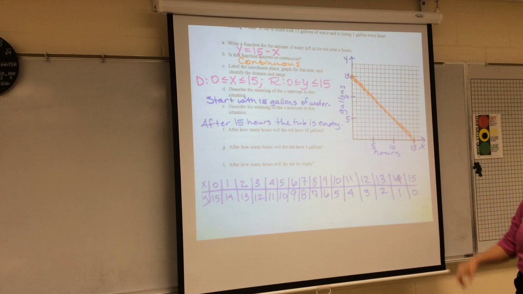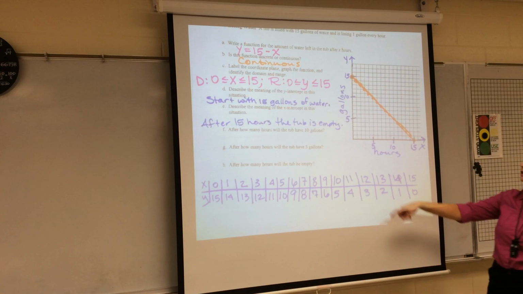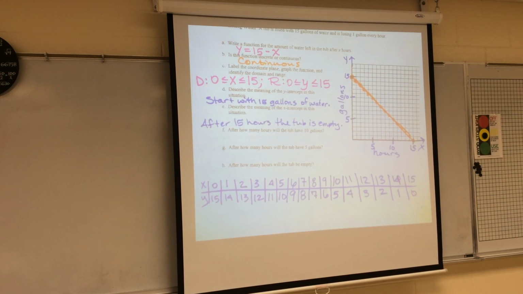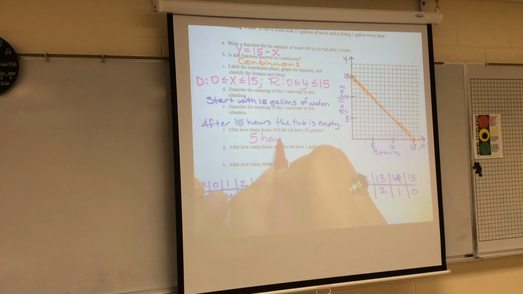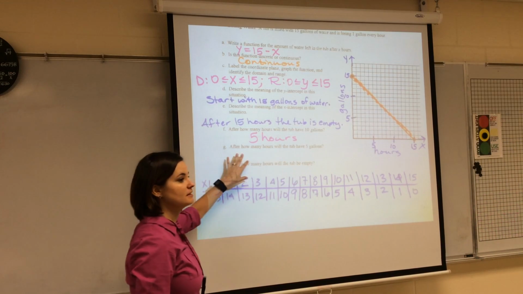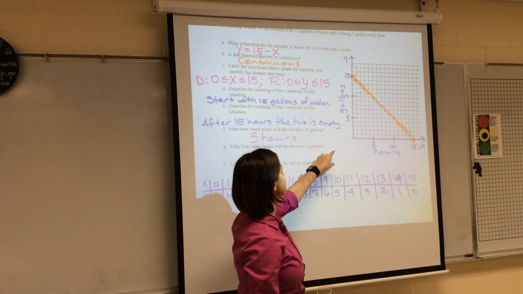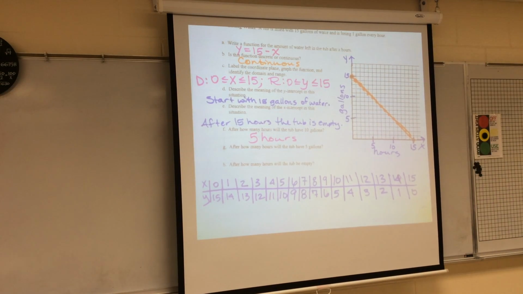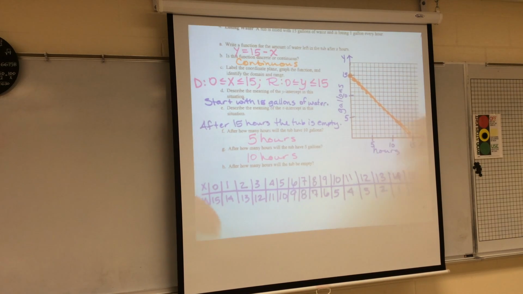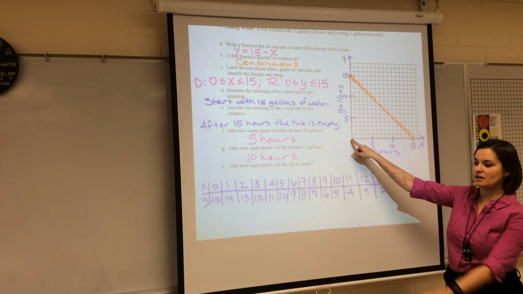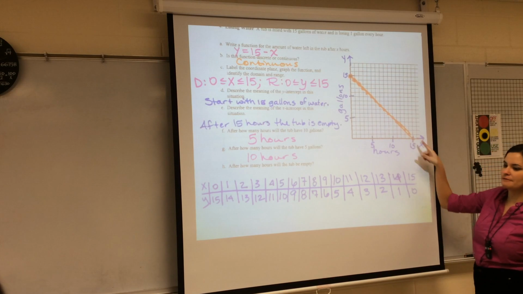All right. F. After how many hours will the tub have 10 gallons? So I'm going to go to my Y's at my gallons. At 10, that's 5 hours. G. Isaac, can you help me with this one? After how many hours will the tub have 5 gallons? I'm going to go to 5 gallons. How many hours is that? 10. Perfect. 10 hours. All right. Mason, can you help me with the last one? After how many hours will the tub be empty? 15, because when we have 0 gallons, we're going to have 15 hours.